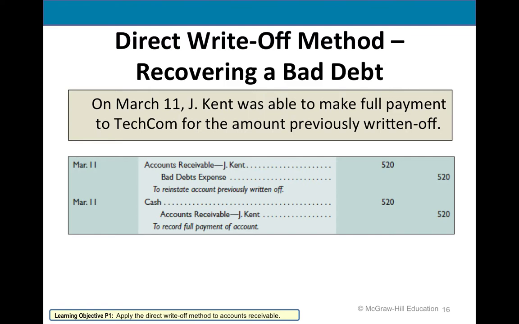Now, let's say Mr. Kent comes back and says, hey, sorry about that, I'd like to do business with you again. Would you do business with him again? You say, yeah, sure, Mr. Kent, we can do business with you again. The only drawback is we want you to first pay back the money you owed us.